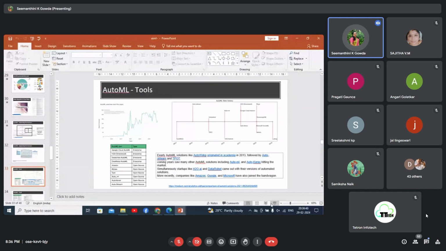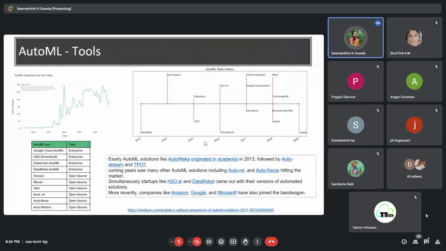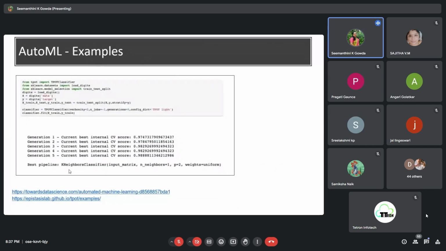These are all some of the AutoML tools that we use in different companies. For example, it can be Google Cloud, or it can be auto-sklearn, that is scikit-learn. This is one of the commonly used machine learning tools in recent days.